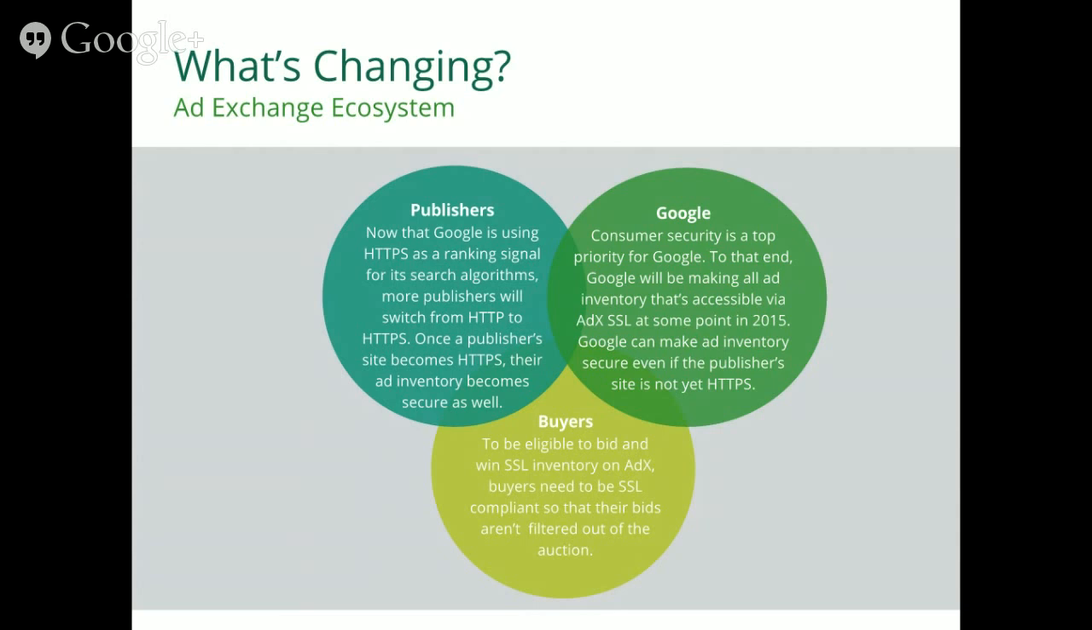So what does this mean for you, for our buyers? The primary thing is that whether the publisher has made their site secure or whether Google is making the ad inventory secure, any impression for SSL inventory will require an SSL compliant creative and also require that the bidder bidding on the impression declare use of SSL. We'll walk through now what those steps mean and what exactly is required from the buyer side.